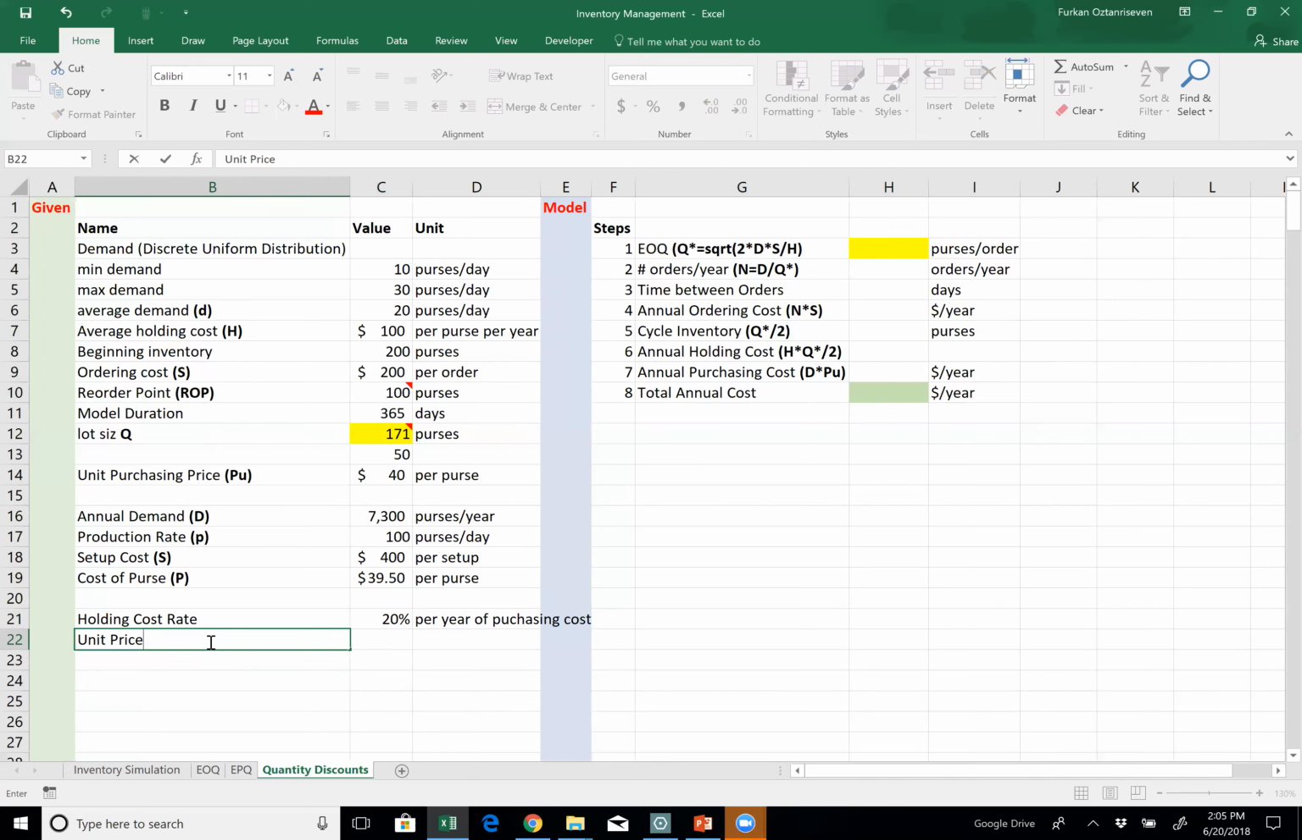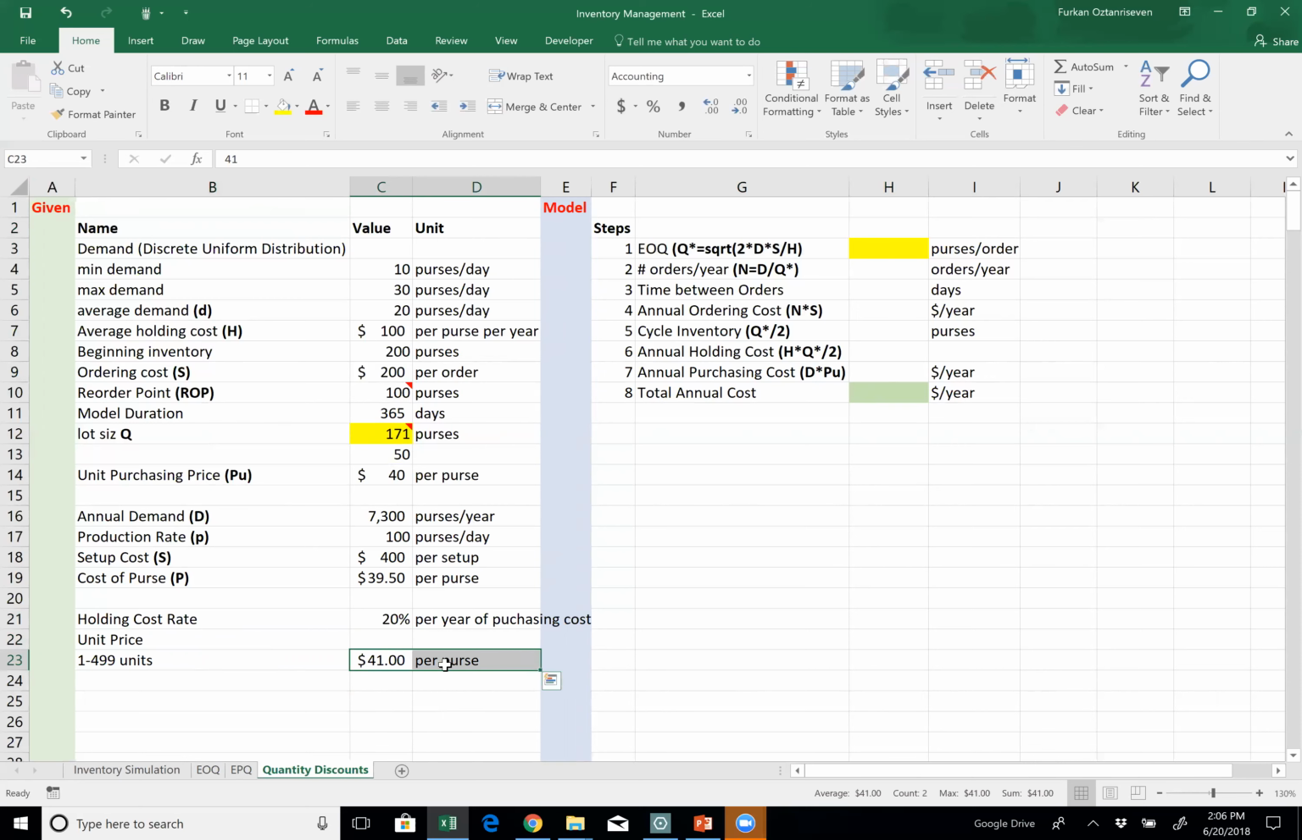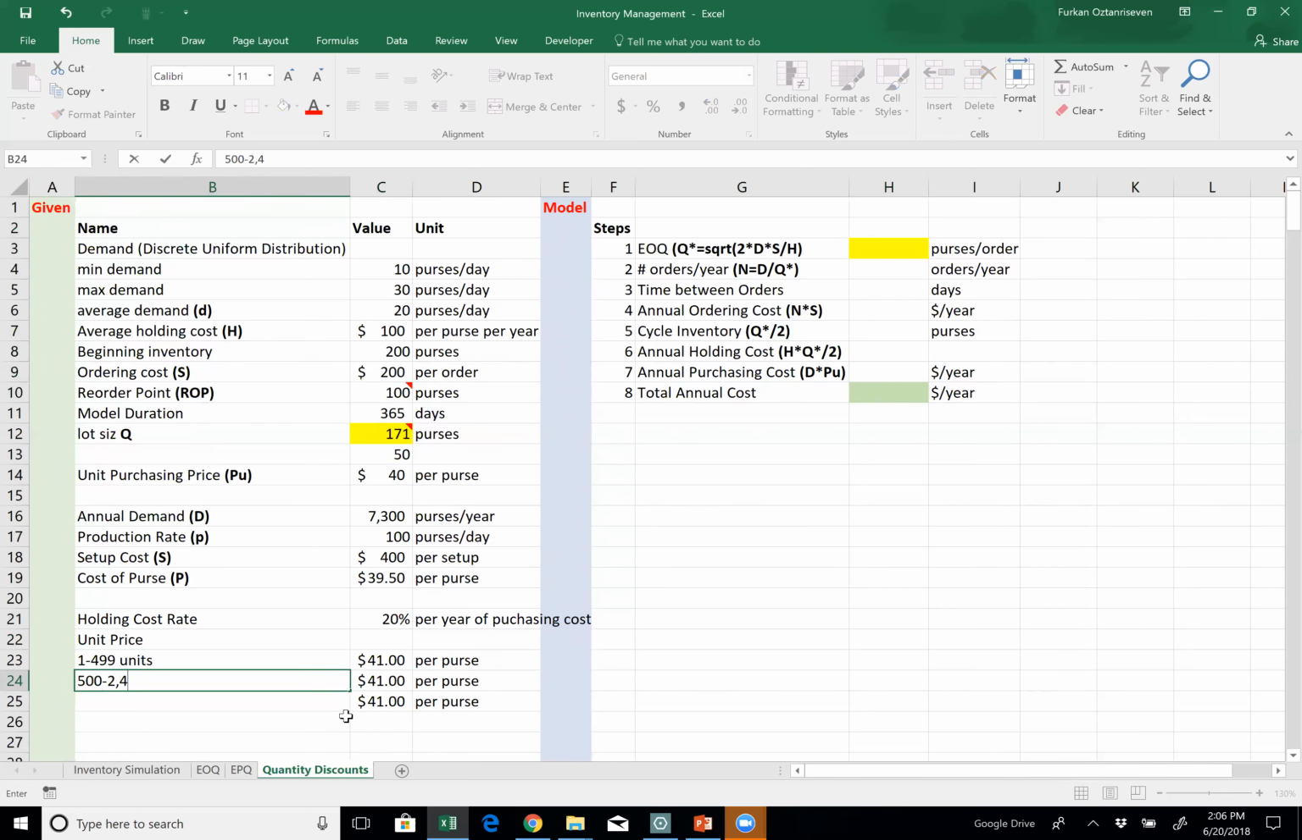So for the unit price, let's say for this example, between 1 to 499 units, our supplier says, you know what, that's too low. I cannot give you the price of 40. Instead, you have to pay me $41 per purse. But if you order between 500 units and 2,499, of course this depends on the relationship between you and your supplier, let's say we get a quantity discount of 50 cents per purse. If we order more than 2,500 units, then our supplier says, okay, then I can give you the price of $4 per purse.